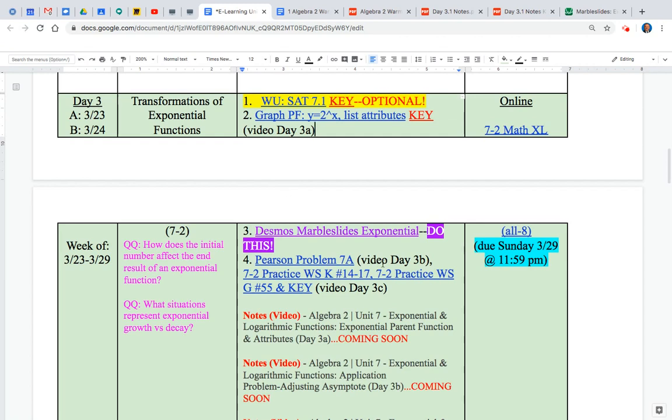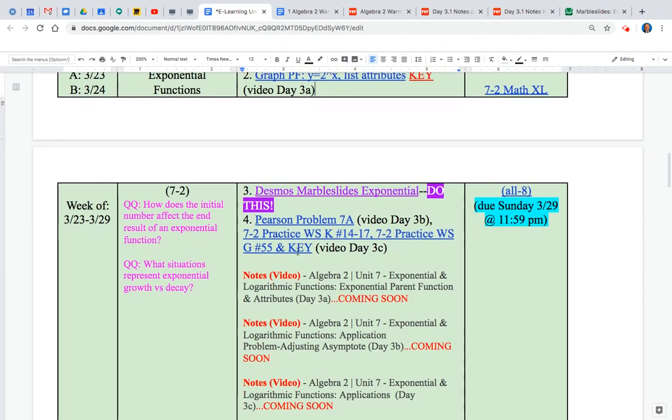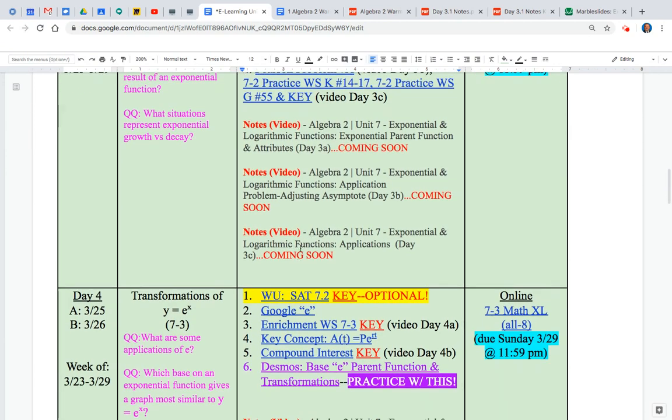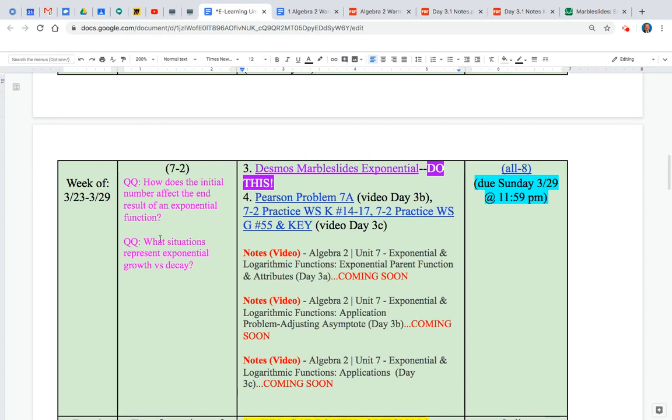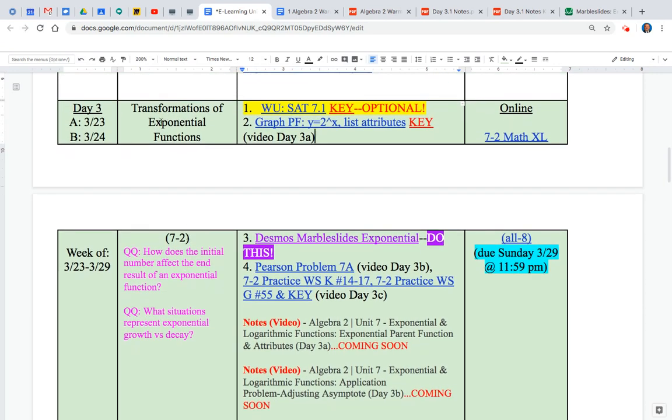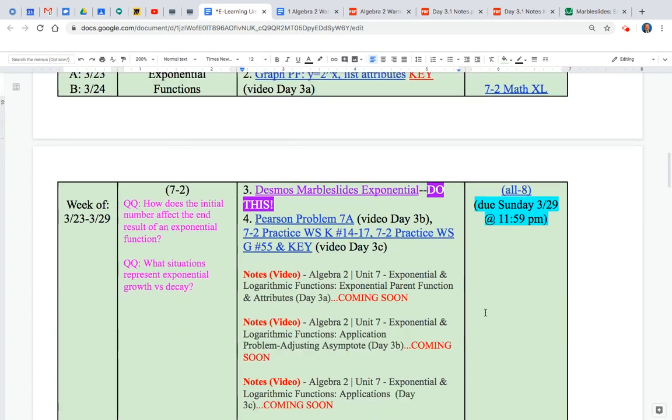Okay, so just like this one, video day 3B for this number 4 is going to be down here accessible, and then video day 3C for the 7-2 practice worksheet is going to be down here. Okay, and last but not least, these are your essential questions, as far as what are the big concepts and topics that you're thinking of as you're doing day 3, transformations of exponential functions. And then online with Pearson, 7-2, are the due dates, and so on and so forth, as far as the numbers that you're going to be responsible for as well.